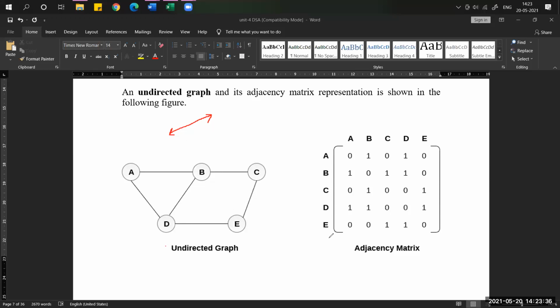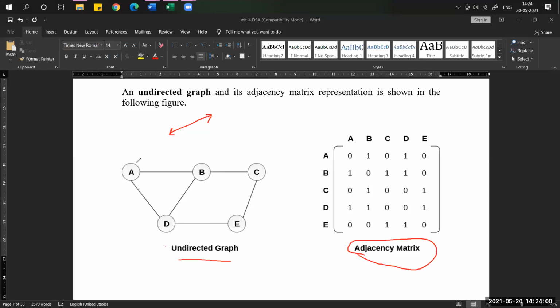So for every graph you have to draw this and find the adjacency matrix. Now, what type of graph is it? Undirected graph, because if you observe all the edges, there is no direction. That's why it is called an undirected graph.